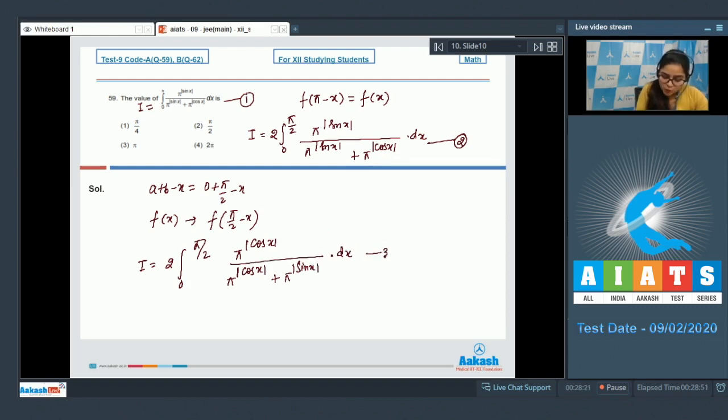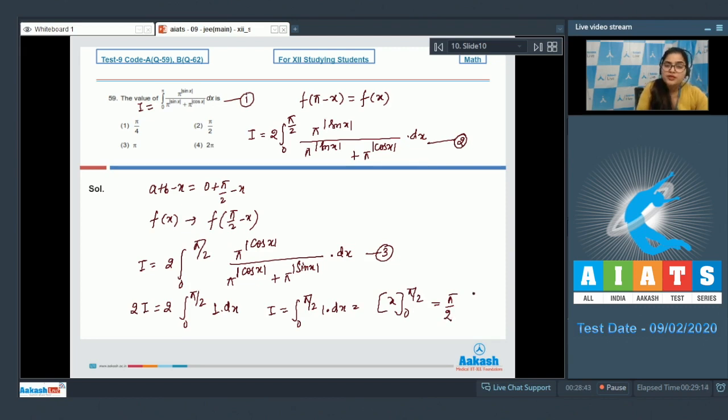So just add equations number 2 and 3, you will get 2I equal to 2 times the integral from 0 to pi by 2, and when you take the LCM you will get function 1 into dx. So this is I equal to the integral from 0 to pi by 2 of 1 into dx. So this is x, with limit from 0 to pi by 2. So this is your pi by 2. So the value of I is pi by 2. So option number 2 is your correct choice.